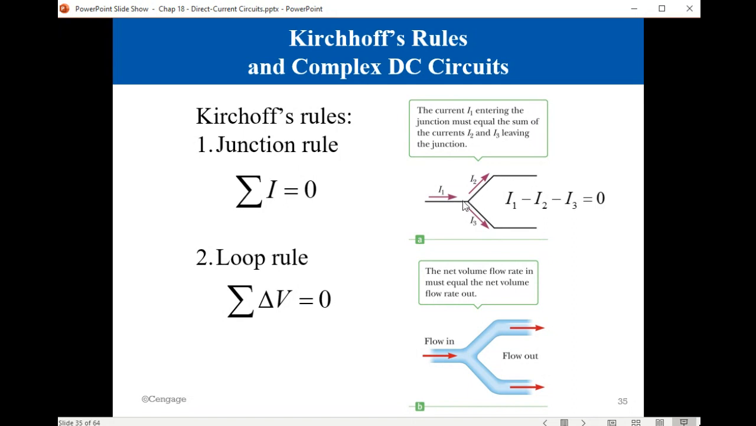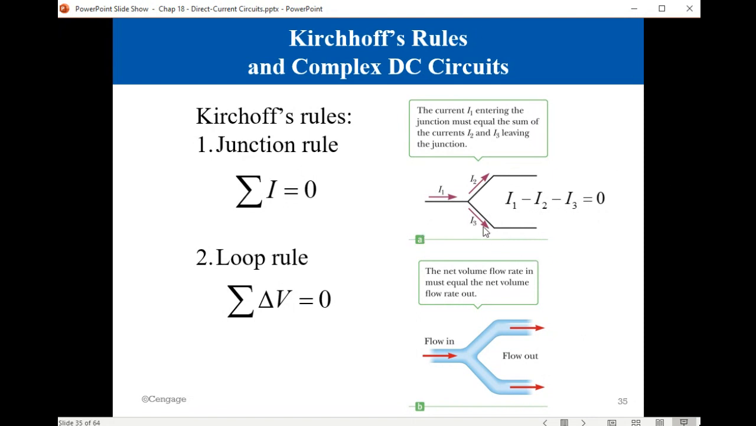Usually we assign a positive sign for the currents that are coming in and a negative sign for the currents that are going out. So here I1 is coming into the junction, its sign is positive. I2 and I3 are going out of the junction, therefore they have a negative sign. So I1 minus I2 minus I3 equals 0. It makes sense. This rule is very simple.